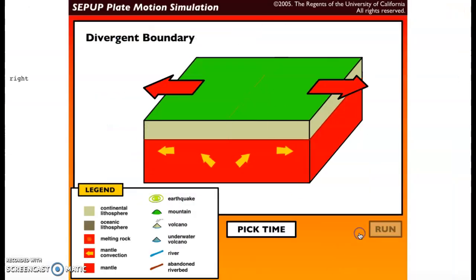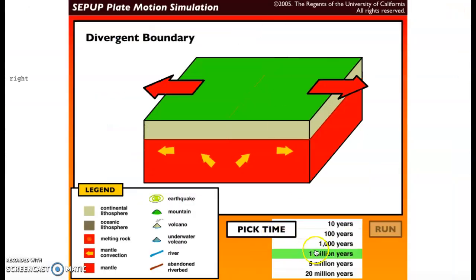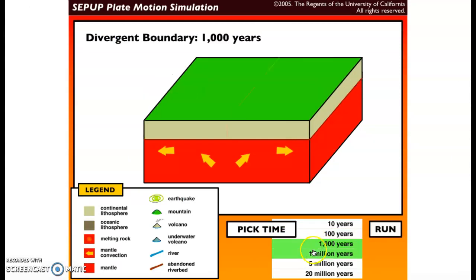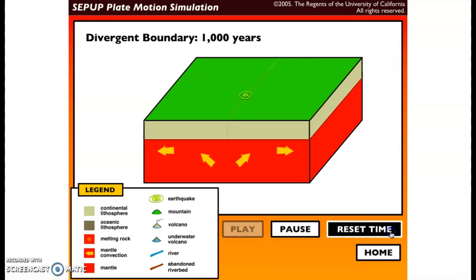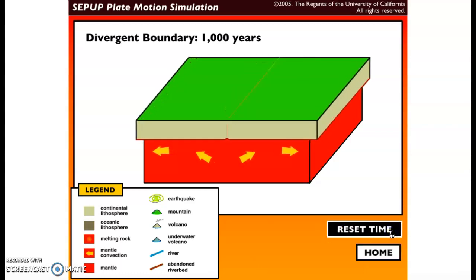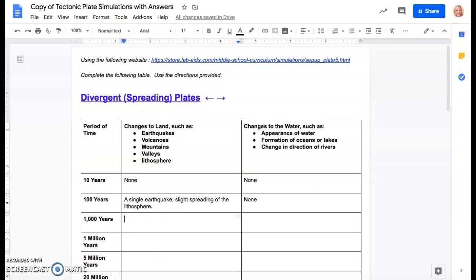I will go back and I'm going to reset my time. I'm going to do 1,000 years this time. So if I start from scratch and I run through 1,000 years, now I have multiple earthquakes. My convection currents are still happening. Do you see the little dip right here? Can you see where the magma is starting to just push up through the plates? Okay, so we might want to write that down.